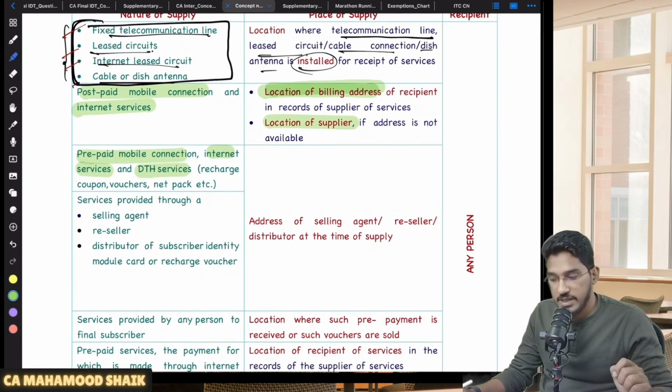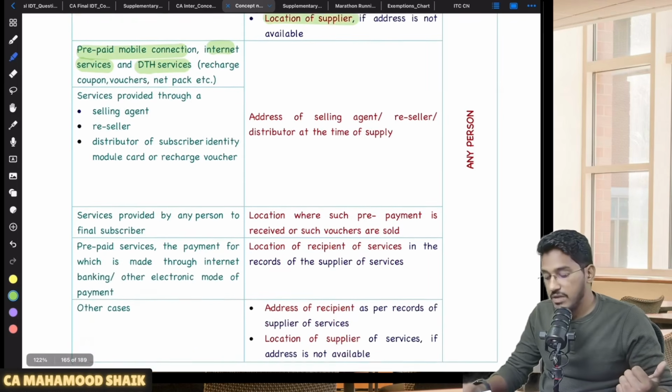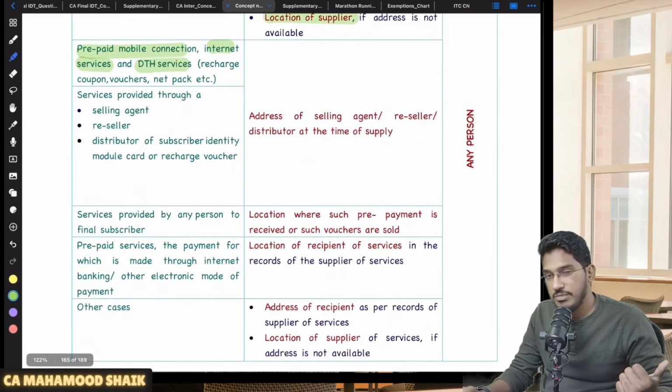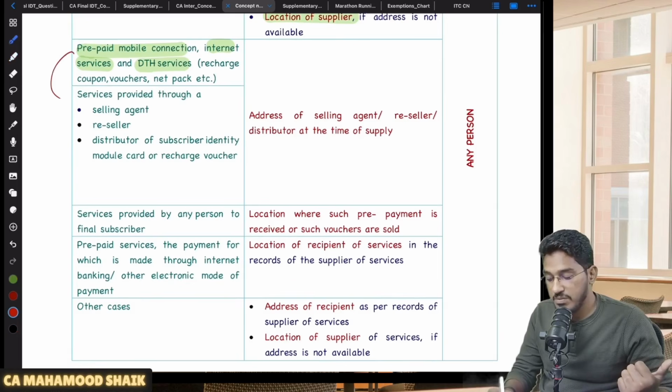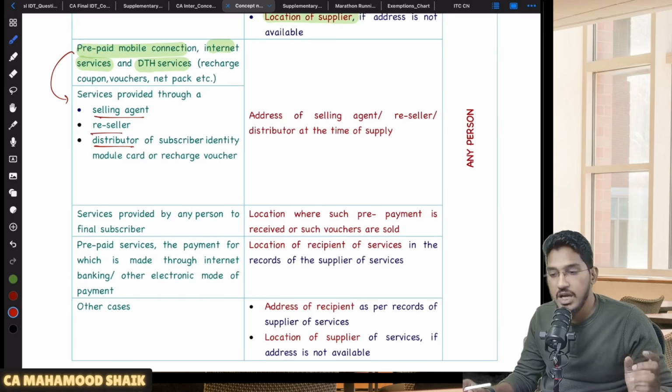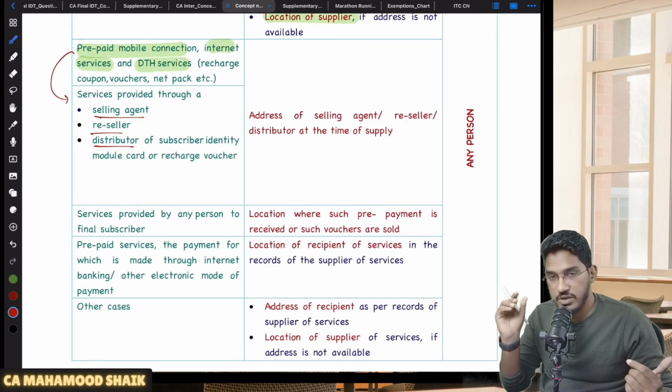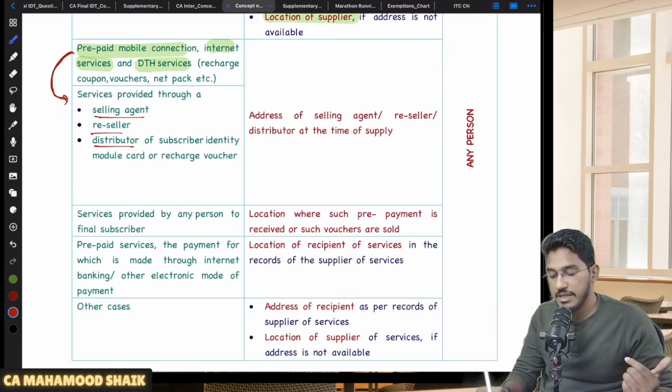Sir, what if it is a prepaid mobile connection service, prepaid internet services, or prepaid DTH services? Now these prepaid services can be provided by way of multiple mechanisms. Traditionally, the telecommunication company will provide that service to an agent, a selling agent, reseller, or distributor of SIM cards. Like for example, there used to be one shop in your street where they will have recharge coupons or devices. So first the telecommunication company will supply that to agents.